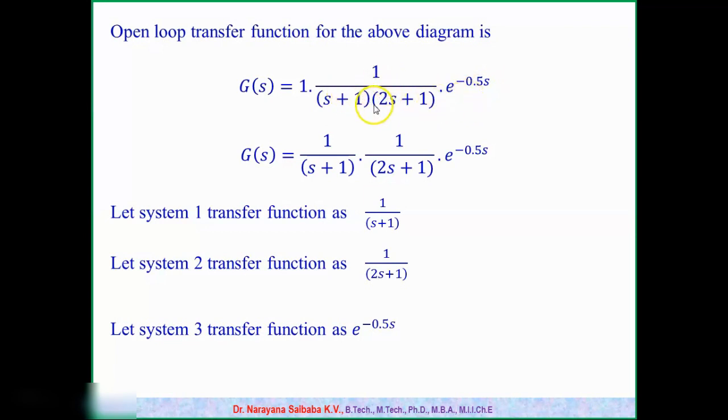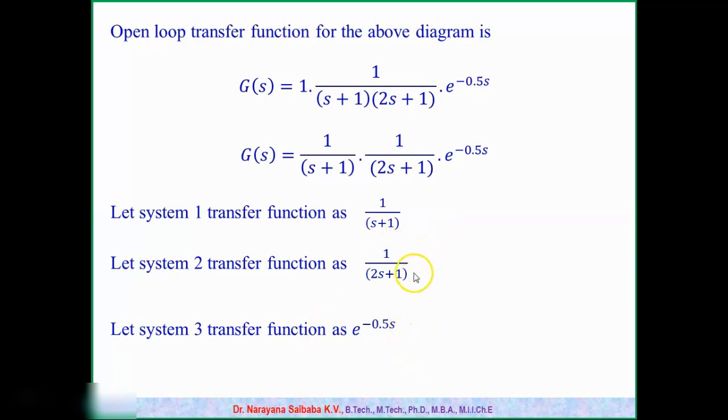This can be written as 1 by (S plus 1) into 1 by (2S plus 1) into e power minus 0.5S. Now we split this transfer function into three different systems. Let system 1 transfer function be 1 by S plus 1, system 2 transfer function be 1 by 2S plus 1, and system 3 transfer function be e power minus 0.5S. Now we have three separate systems.